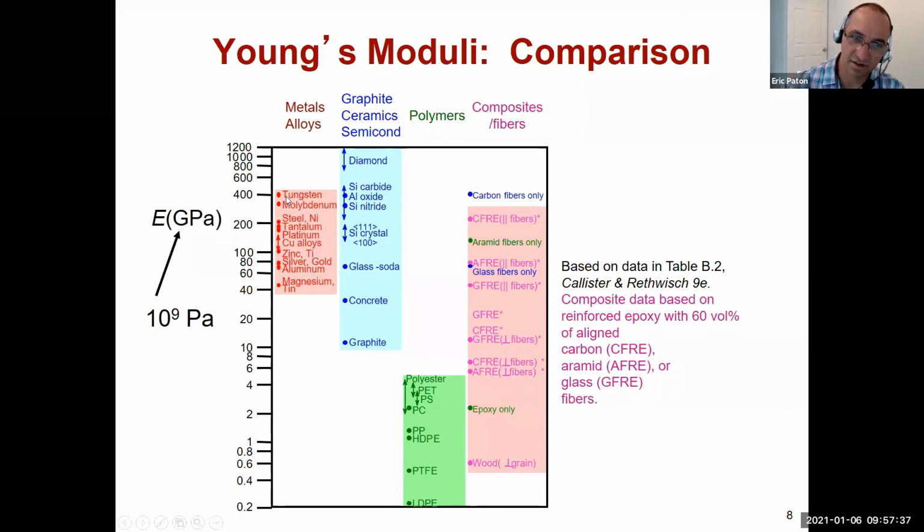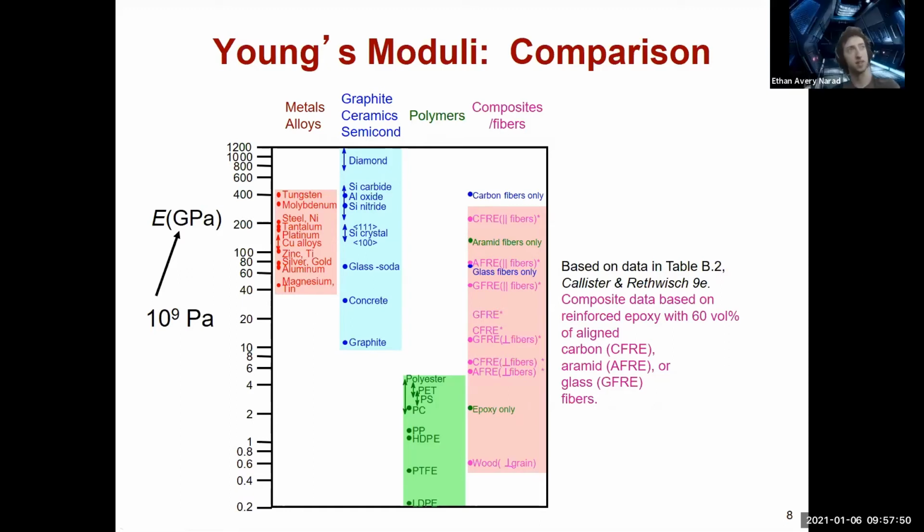Let's see, electrical conductivity. Perhaps you got tungsten, probably very low electrical conductivity. Point? I'm sorry? Melting point? There you go. Who said that? Me. Who's me? Ethan. Yeah, melting point.